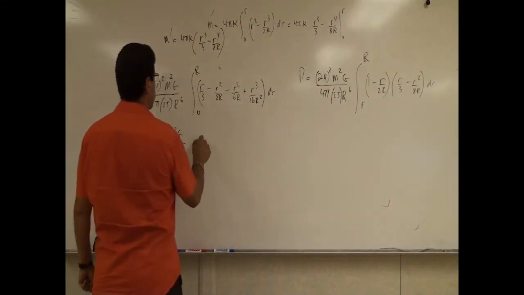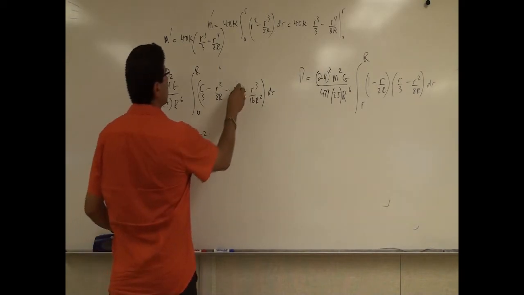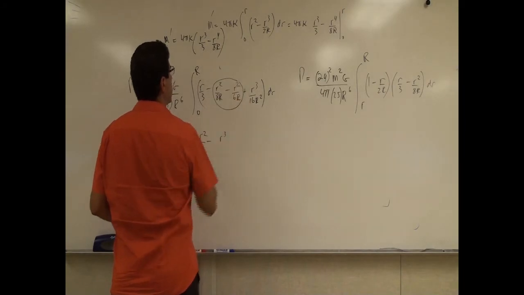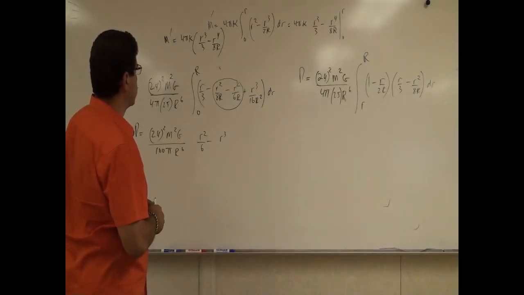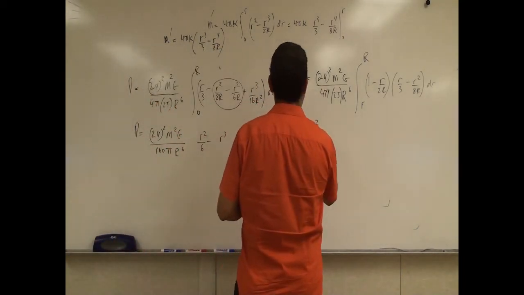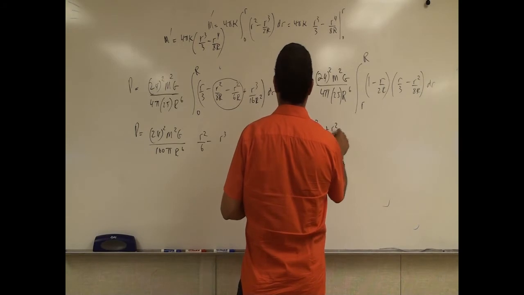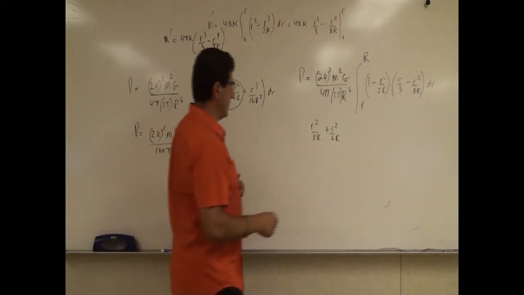So the integral of this is going to be r squared over 6. Actually, we can combine these two, right? Before integrating it, minus r squared over 8r minus r squared over 6r, what is that? Well, it's like doing r squared over 8r plus r squared over 6r, right? So what is that going to be?